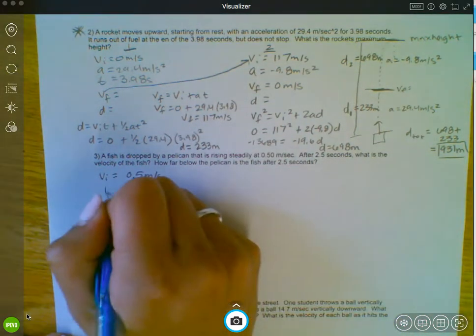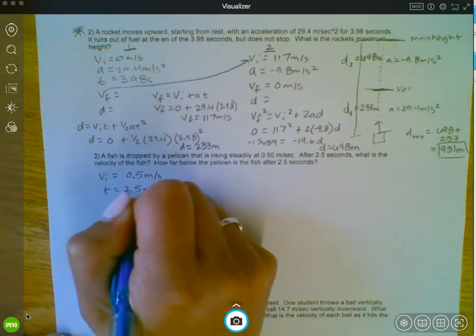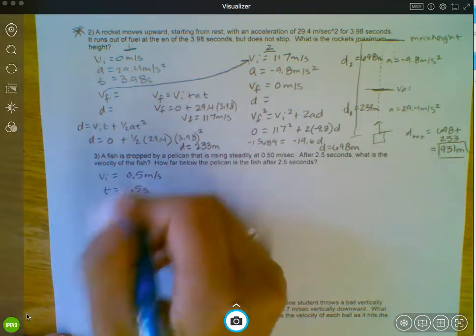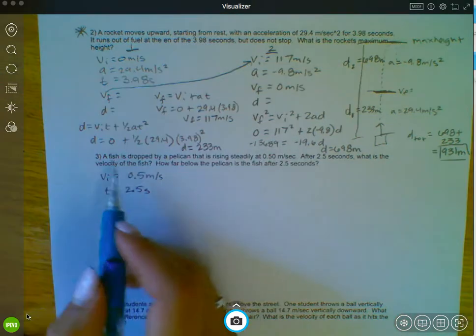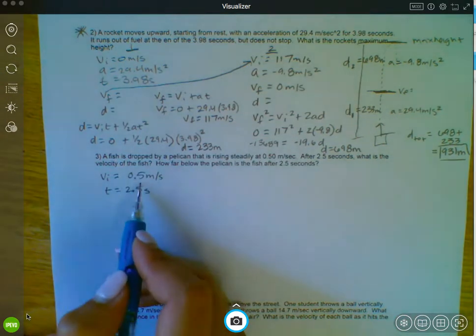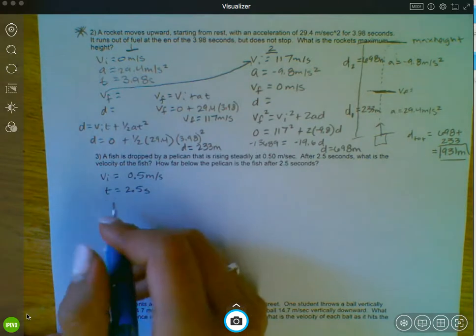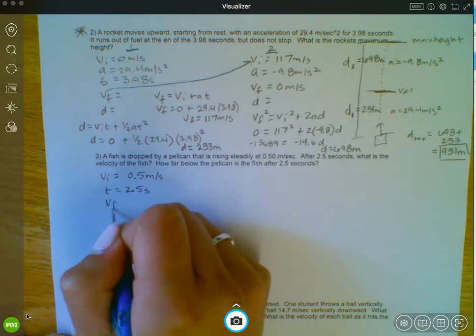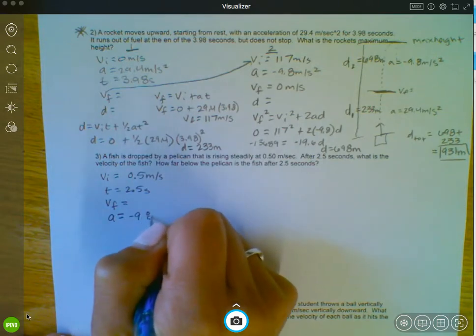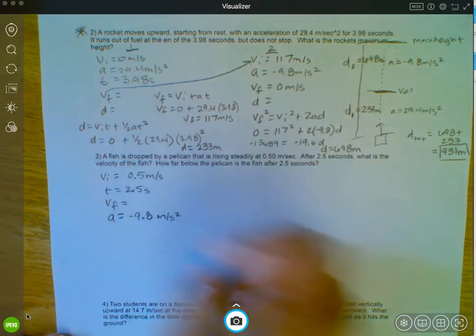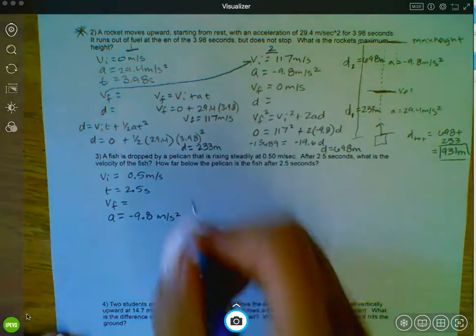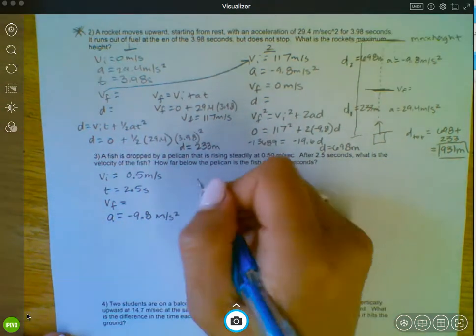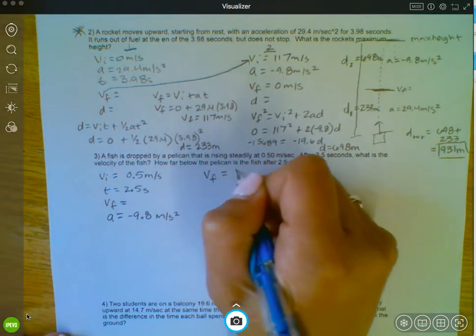After 2.5 seconds, what is the velocity of the fish? The fish gets dropped, but because it was initially with the pelican, it was initially moving up with this speed. So we want to know the final velocity after 2.5 seconds. It's going to accelerate down toward the Earth due to gravity, so we know the acceleration. If we're looking for final velocity, I think we only have one option right now, this equation.